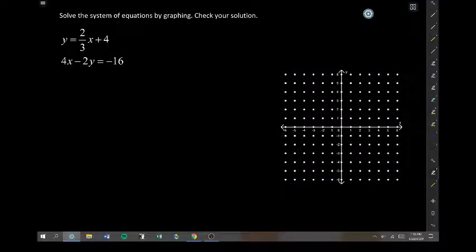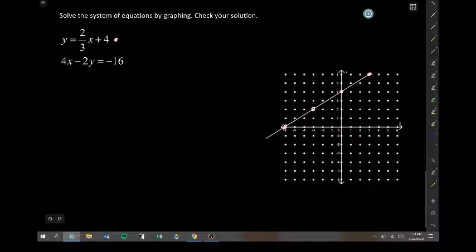Then we'll check. So this first one up here, y equals 2/3 x plus 4, is in slope-intercept form. I'm going to start at 4 and go up 2, right 3. But since I can't go up and right anymore, I'm going to go down and left because that gives me the same slope. So I'm going to go down 2, left 3, down 2, left 3, and that's all I can fit on this plane. So I'm going to connect these with a line.